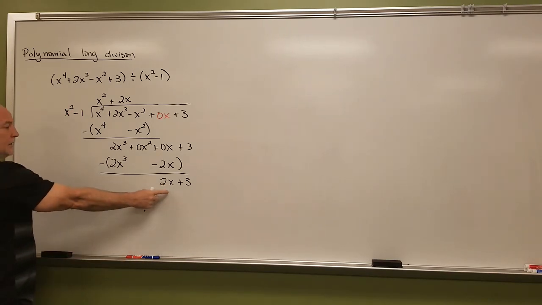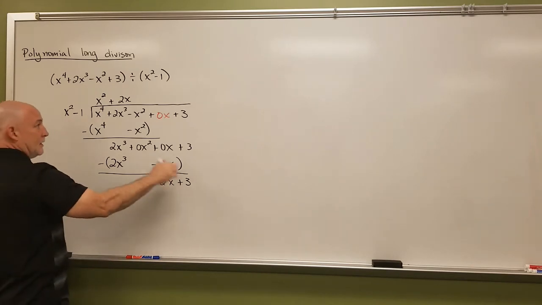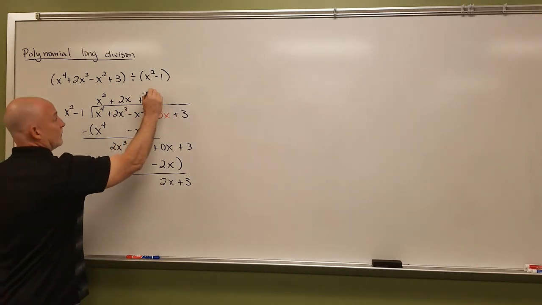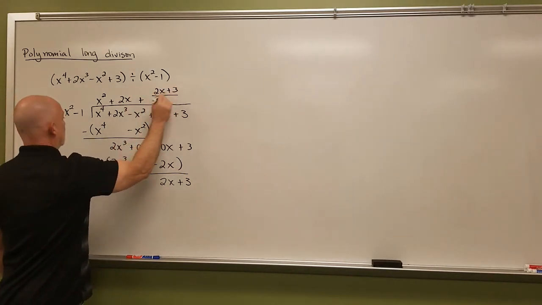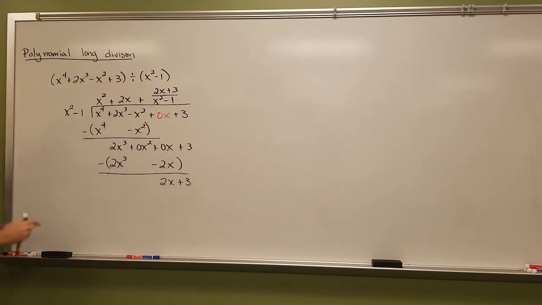All right, since the degree down here is lower than the degree that we're dividing by, that is our remainder. All of that is our remainder. So you go plus the remainder over x squared minus 1. All right, so that's the result you should have got when you did this.